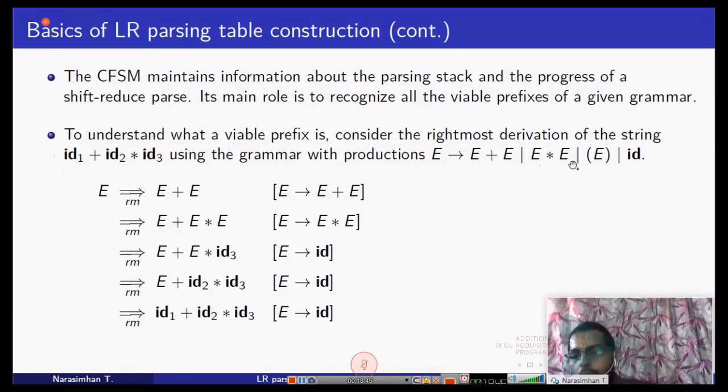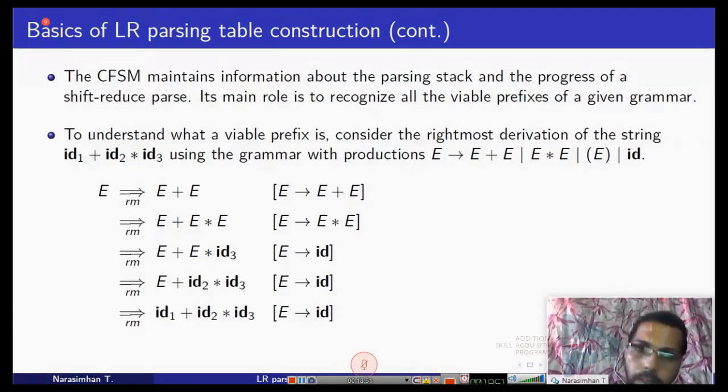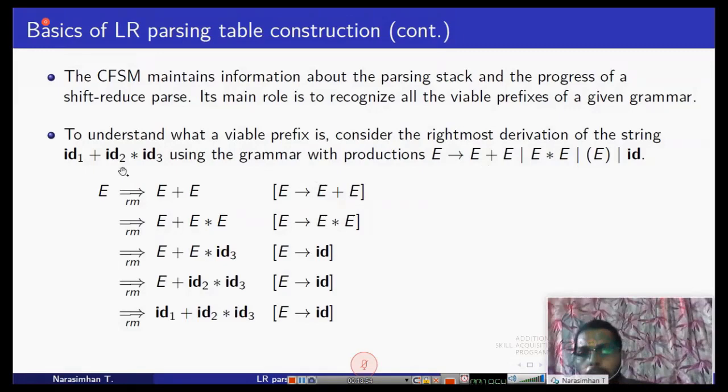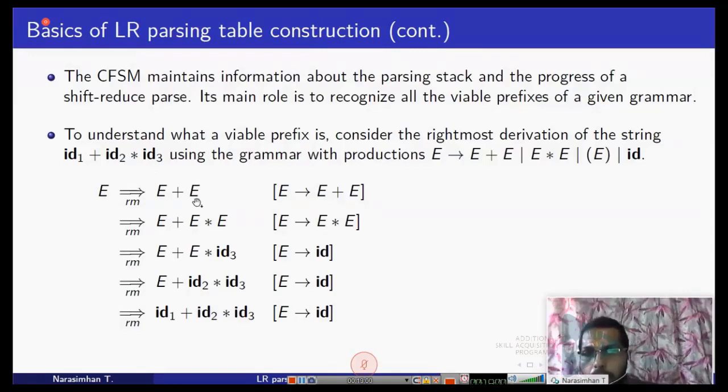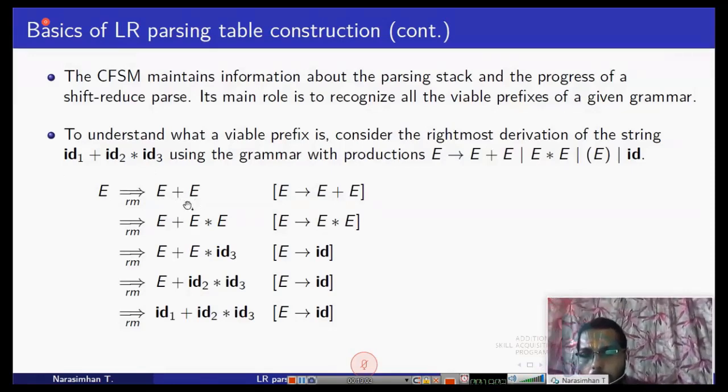Since we are talking about bottom-up parsers, we will be using the rightmost derivation in reverse. So let us write the rightmost derivation for this string. You start with the start symbol E. You replace this E with E plus E. Now you replace the rightmost E with E star E, so this becomes E plus E star E. Now you replace the rightmost E with ID3, so this becomes E plus E star ID3. Remember, all these steps are known as sentential forms, typically right sentential forms, because we are using rightmost derivation here.